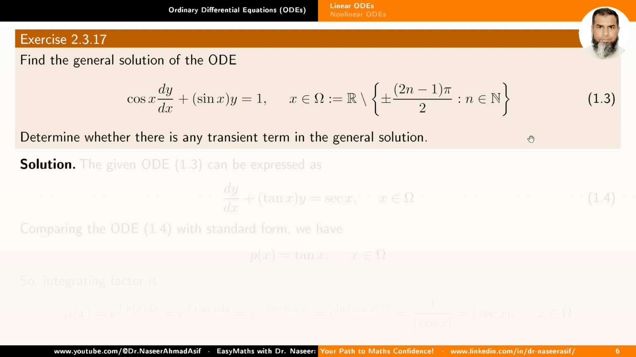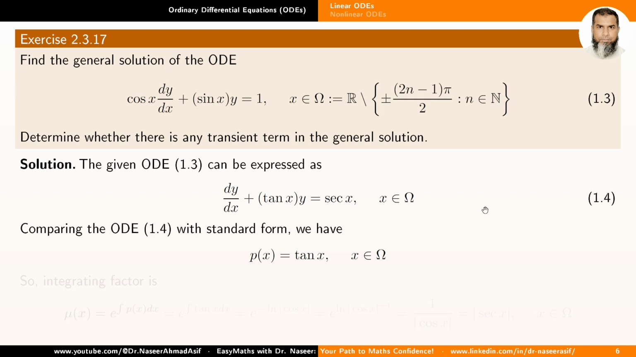Well, see solution. The given ODE 1.3 can be expressed as dy by dx plus tangent x into y is equal to secant x, where x belongs to omega. Comparing the ODE 1.4 with the standard form, we have p of x is equal to tangent x, where x belongs to omega.